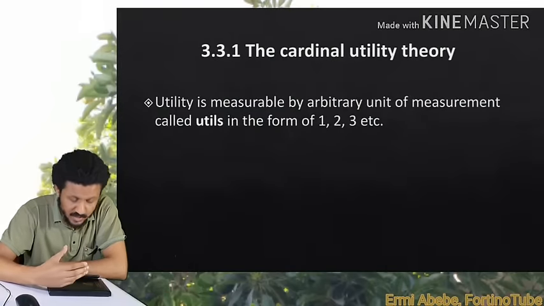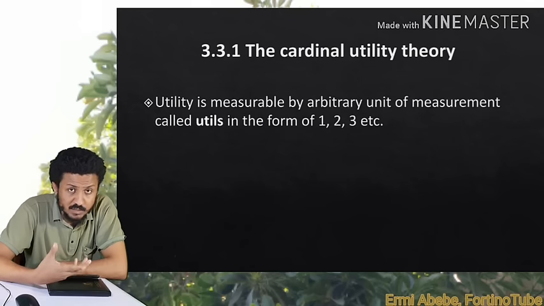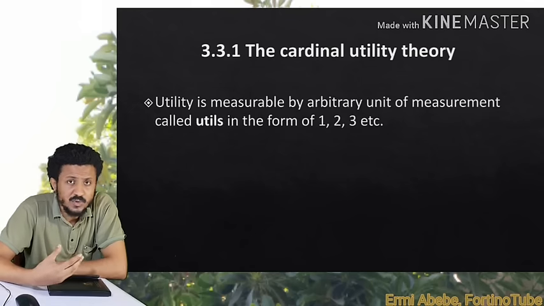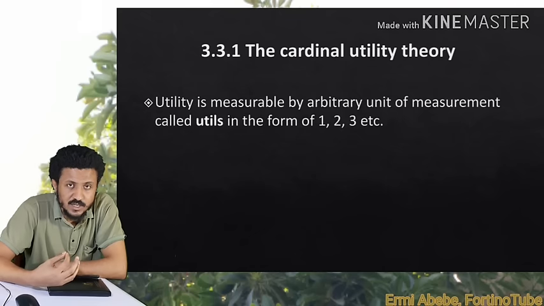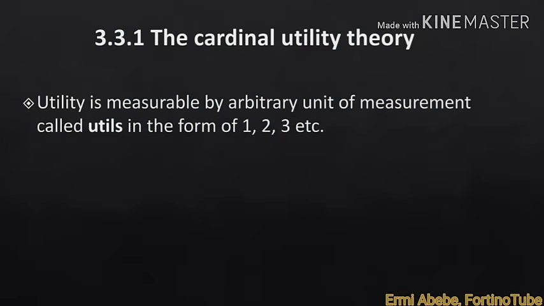Now let's look at the cardinal utility theory. As we have said, consumption will derive us a utility or a satisfaction, and we can measure that satisfaction or utility in terms of numbers. By the way, utils are a measurement unit of satisfaction. Like centimeter, meter, satisfaction can be measured in terms of utils.